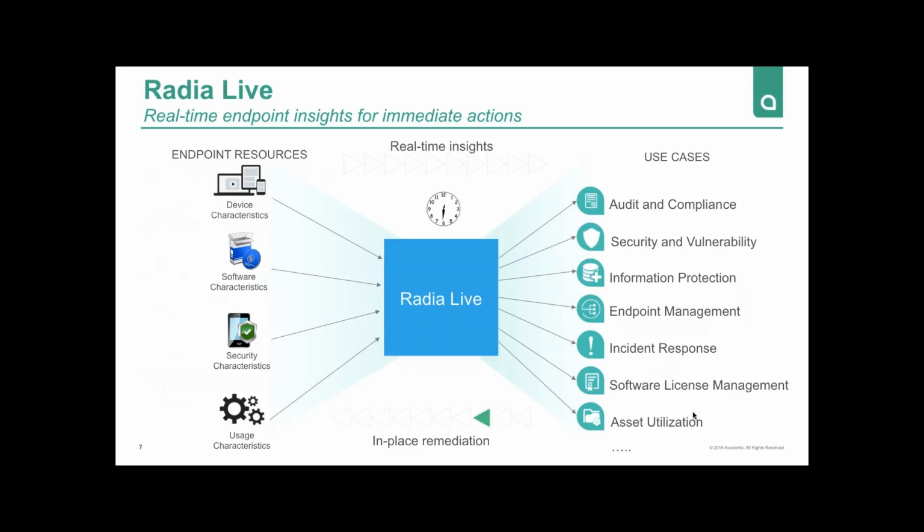Here's another view explaining what really happens. On the left-hand side, you have all the endpoint resources, a variety of different devices that have specific software characteristics, usage characteristics, and most importantly, security characteristics. That information is pulled through the Radia Live server in real time, and then you can deliver on your business needs, like maintaining your audit and compliance, analyzing your security vulnerability, making sure your information protection is in place. If you wanted to do some quick endpoint management, updating some patches and so on.